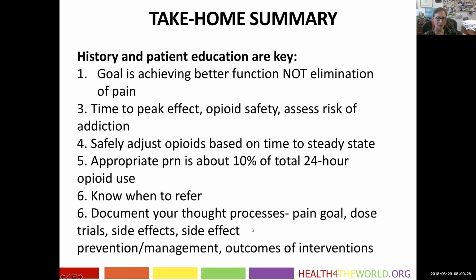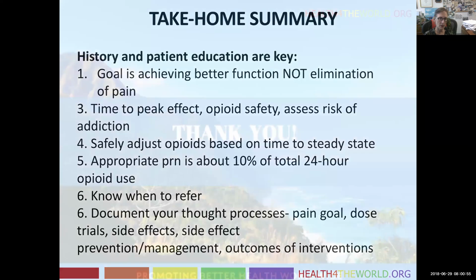Always document your thinking. What's the goal for the pain? What function are you trying to improve? How did you trial and error the doses? What side effects did you warn the patient about and prepare him to prevent? And what are you doing to manage those side effects? And at each visit, document the impact of both the analgesics and the approaches to managing the side effects.